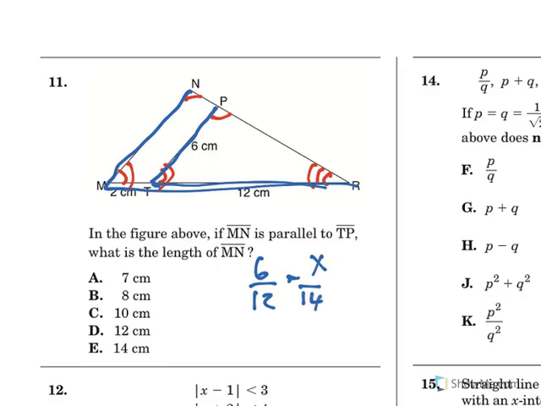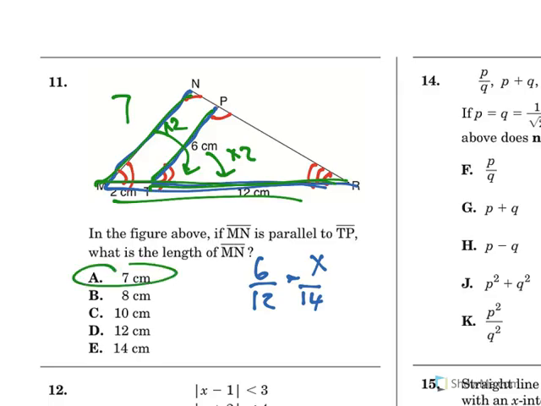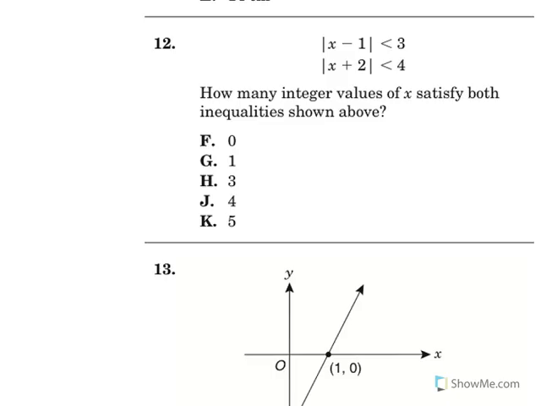We can also tell that from this side to the base is going to be times 2, so this side to its base is times 2. If the base here is 14, that would make the base here 7. We've also got a 7 to 6 ratio here, and a 14 to 12 ratio there, which is 7 to 6. So we want the length of MN, which we said was 7.